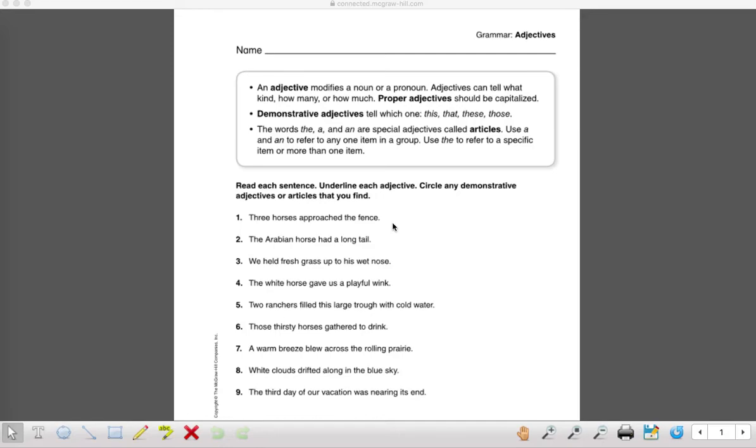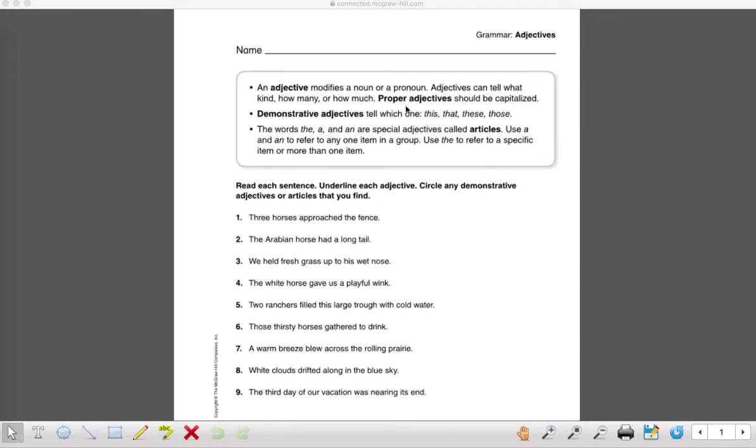So today we're going to be talking about adjectives. It's a part of speech. An adjective modifies a noun or a pronoun. Adjectives can tell what kind, how many, or how much. So remembering that a noun is a person, place, thing, or idea, an adjective would be a word that describes that noun. Proper adjectives should be capitalized.